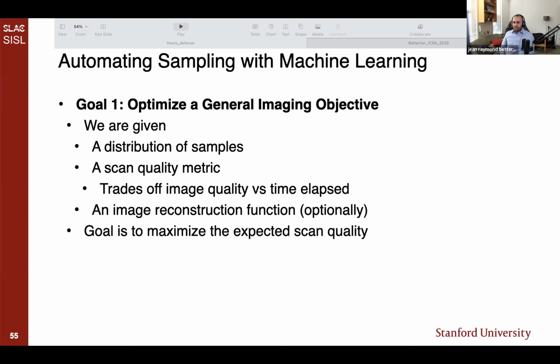And then ultimately, no matter what crazy set of samples and quality metrics and reconstruction functions we throw at this algorithm, we want it to be able to maximize expected scan quality. This is what we mean by it being general: we would like it to be able to handle a wide variety of settings. This isn't meant to be dedicated towards 1 or 2 specific cases.